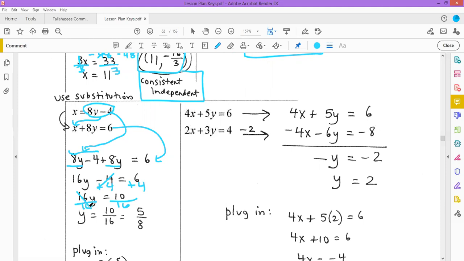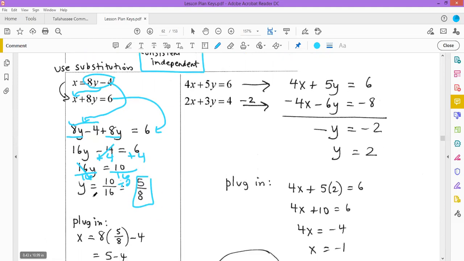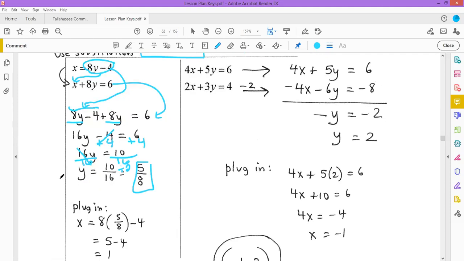So the 16's will cancel, and you'll get y equals 10 16ths. But this 10 16ths can be reduced. You can put it in lower terms by dividing both the numerator and the denominator by 2. So 10 divided by 2 gives us 5. 16 divided by 2 gives us 8. So we write 5/8 as our y coordinate. All right, we got part of our solution, 5/8.